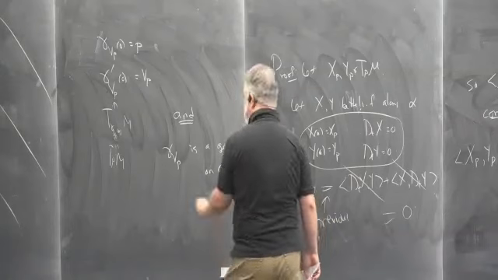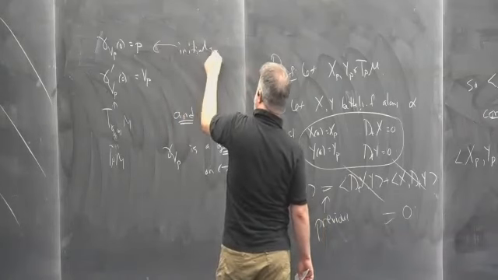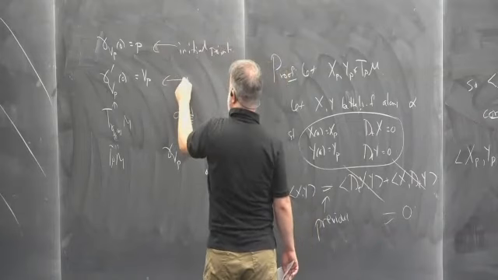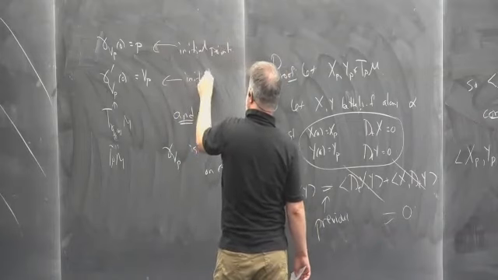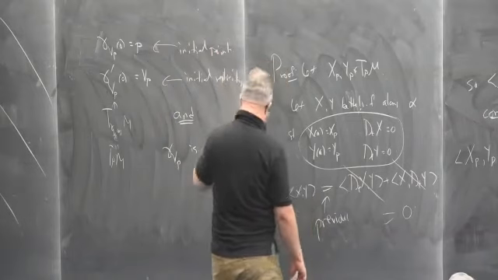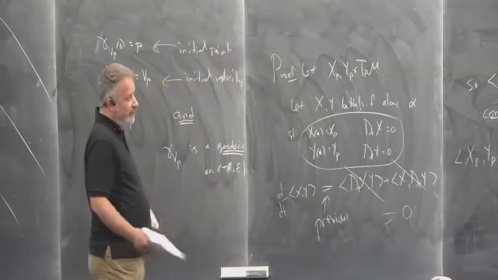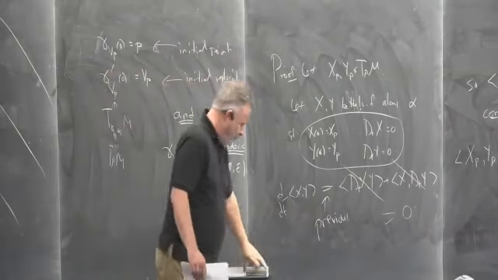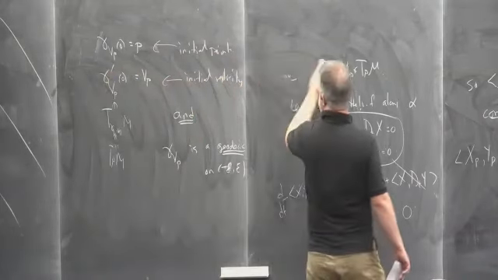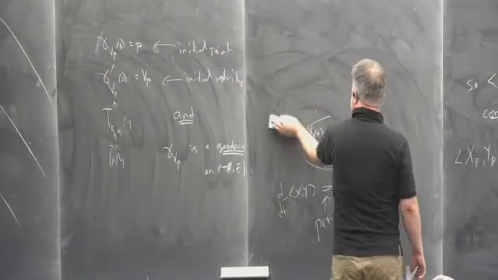Okay, so this is the initial point, and this is the initial velocity. We have to specify, for those of you who know some mechanics, if you know that the acceleration is zero and you know the initial point and the initial velocity, then you know what the curve is. So this is sort of a geometric version of that.